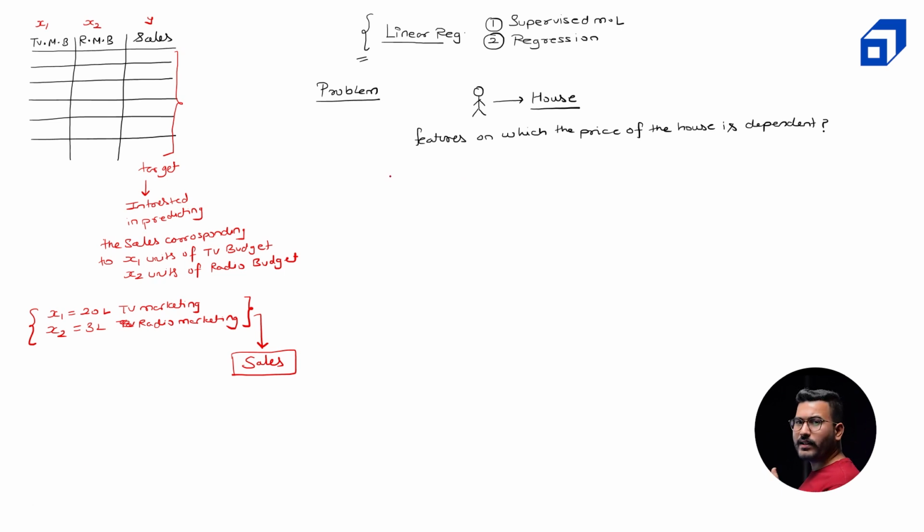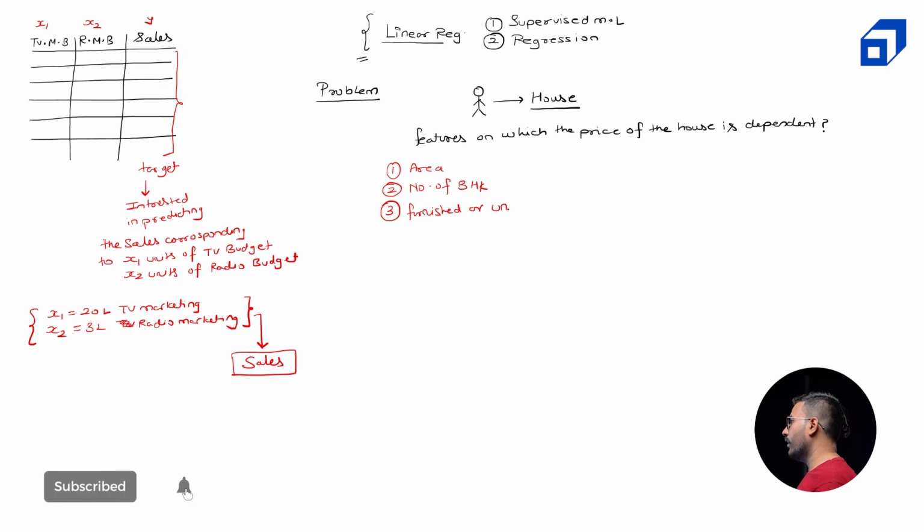If you are interested in purchasing a particular house, we know that if the house has a higher area, so the very first component is area. If the area of the house is high, we know that price is going to be high. The second component is number of rooms, so BHK. Then the third one might be whether it is furnished or unfurnished.